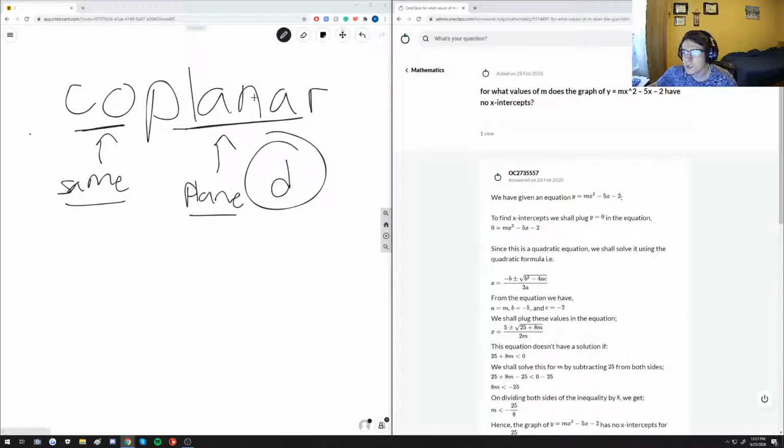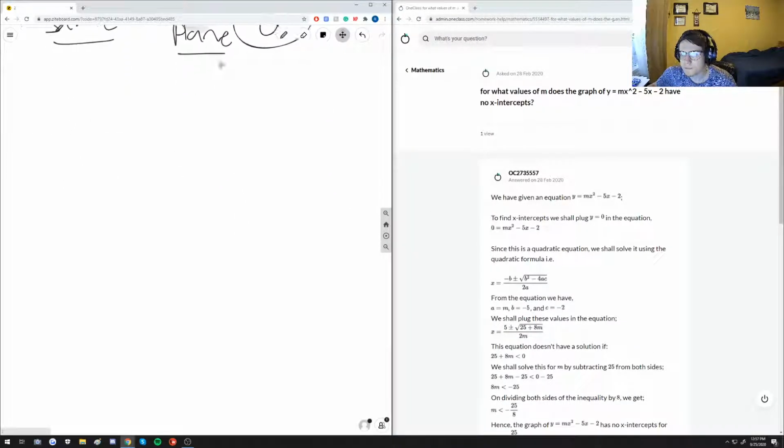All right, so moving on to the next question, we have: for what values of m does the graph of y equals mx squared minus 5x minus 2 have no x-intercepts?